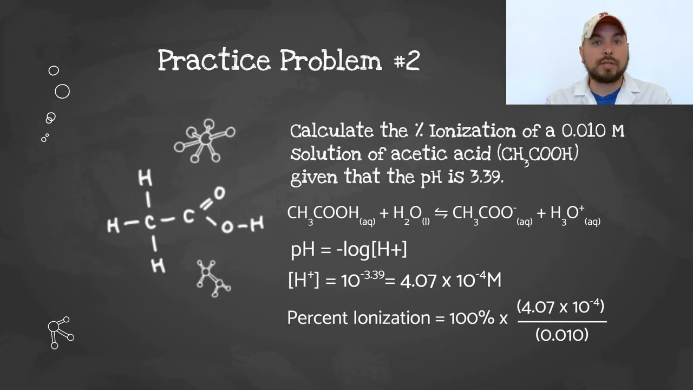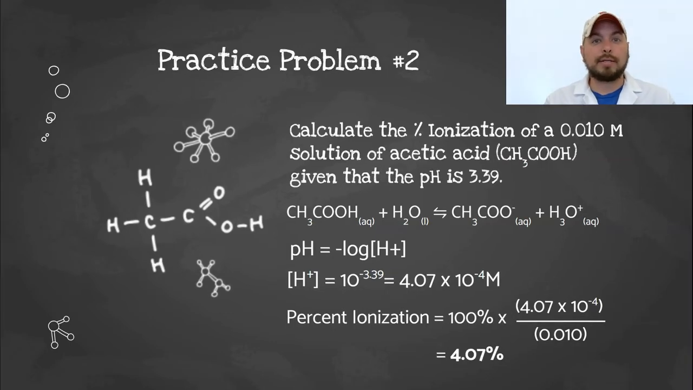And in doing so, I'm going to be able to solve for the percent ionization. So I take that value, multiply it by 100, and I get 4.07%. That means that this acetic acid solution has a percent ionization of 4.07%.